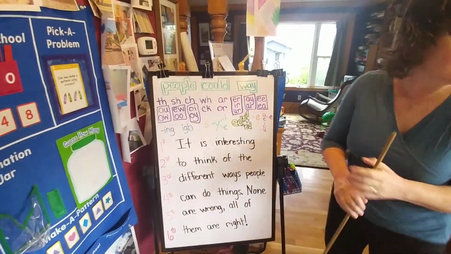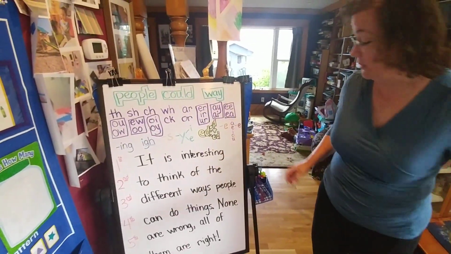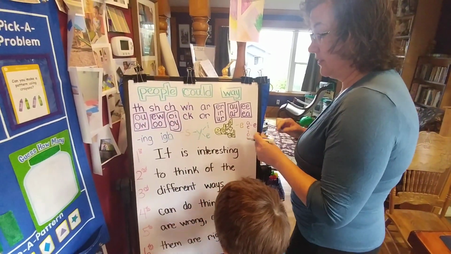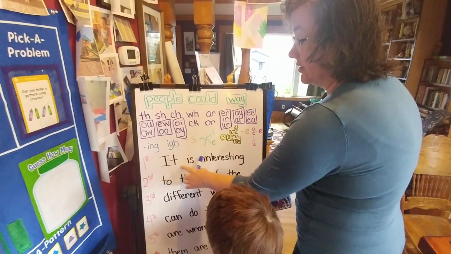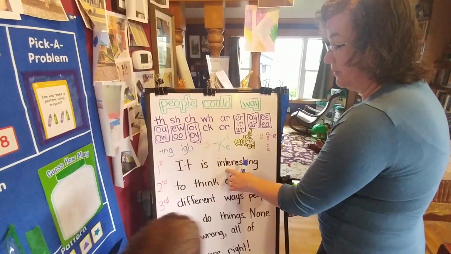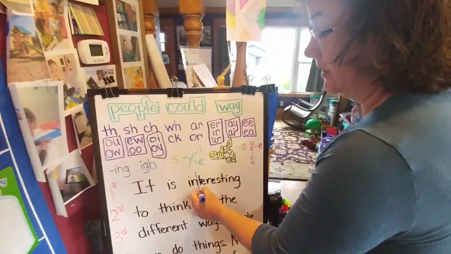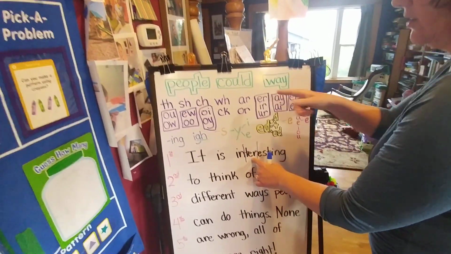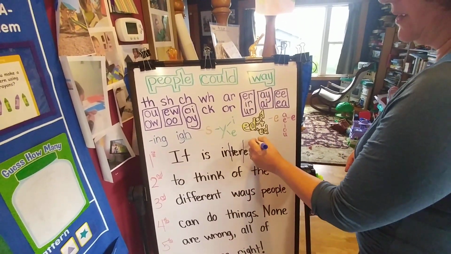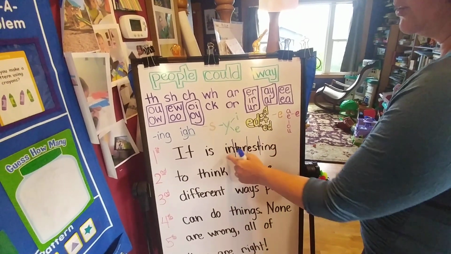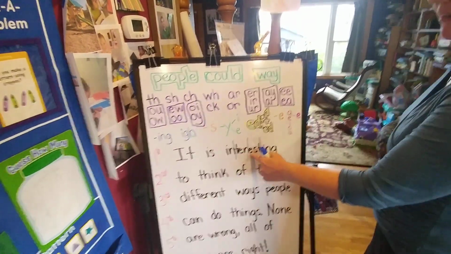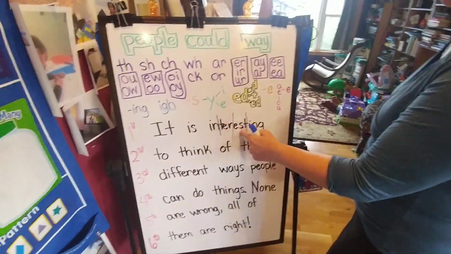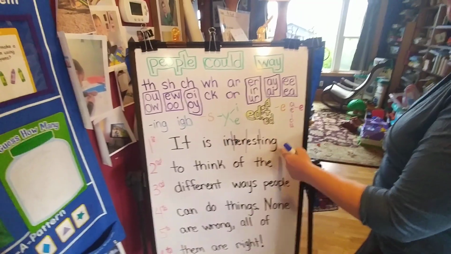So I have some long words here. Let's go through and find some of those long words before we read our message. I see a TH right there. Let's look up here. We have our sight words, it and is. But then we have this one. I see the sight word in. In, ter. I see an ing at the end. So inter, est, ing. Interesting.